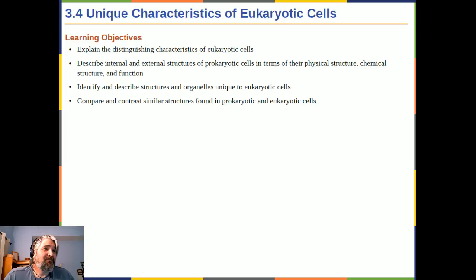All right, so the learning objectives here are to explain the distinguishing characteristics of eukaryotic cells, describe the internal and external structures of prokaryotic cells in terms of their physical structure, chemical structure, and function, identify and describe structures and organelles unique to eukaryotic cells, and compare and contrast similar structures found in prokaryotic and eukaryotic cells.